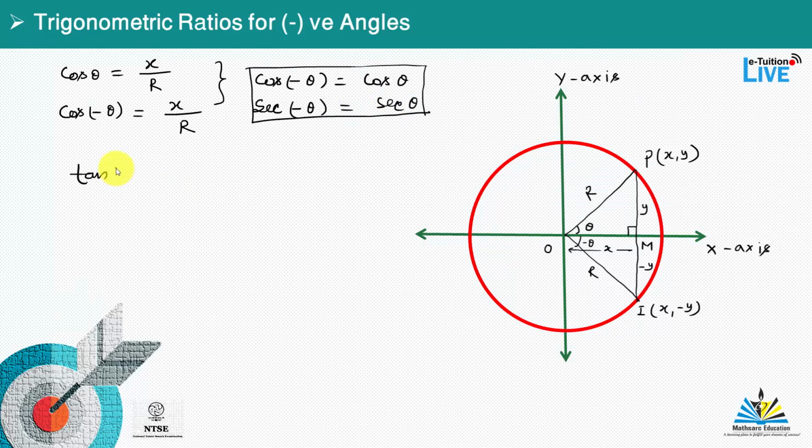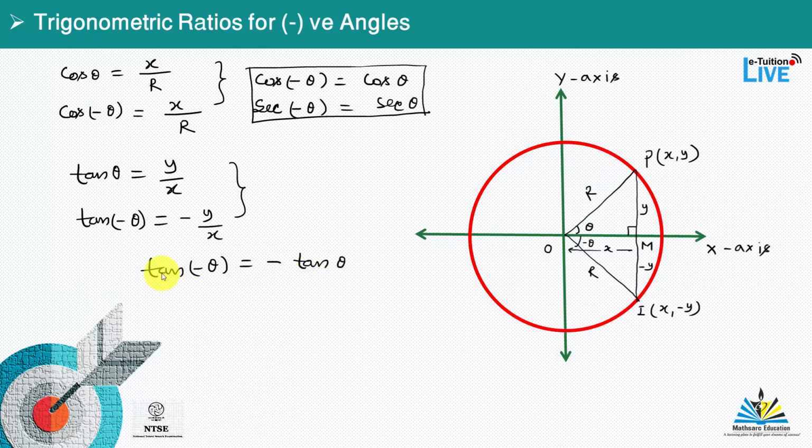Then we have tan theta as y upon x. In the same way, in triangle OMI, tan of minus theta is equal to minus y upon x. So from these two, you can observe tan of minus theta is equal to minus tan theta. In the same way, the reciprocal of tan is cot, hence cot of minus theta is equal to minus cot theta. So these are the other two trigonometric ratios for negative angles.